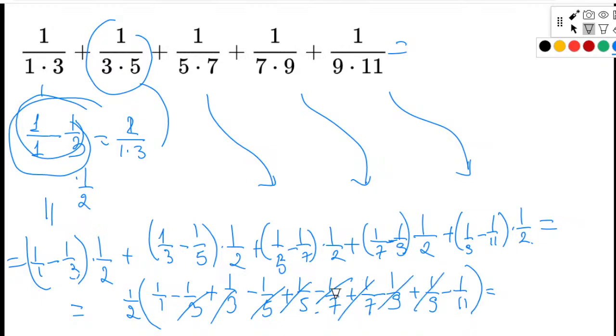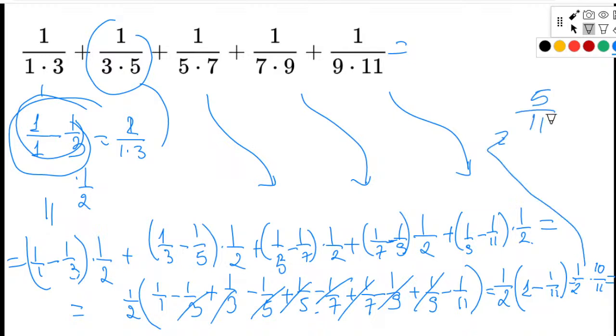And we're left with 1 over 2 multiplied by 1 minus 1 over 11. This would give us 1 over 2 multiplied by 10 over 11, and this would be 5 over 11. So this is the answer for this question.